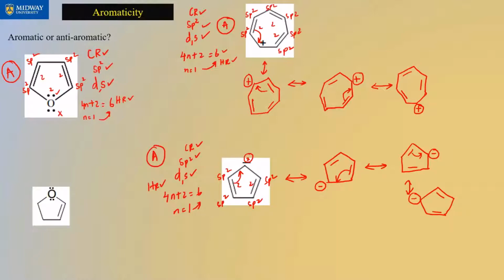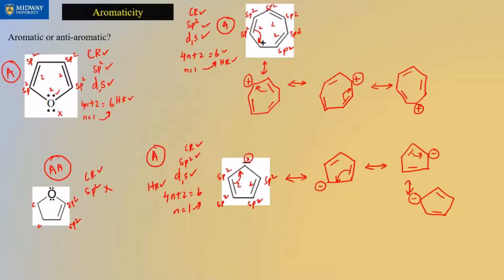All right, now here's the last one. Again, this is sp2 and sp2. Does the molecule contain a cyclic ring structure? Yes. Again, we have 2 carbons where sp2 is not met, so right away we can say it's not anti-aromatic.